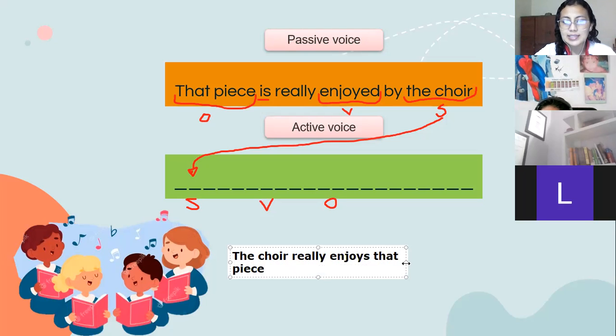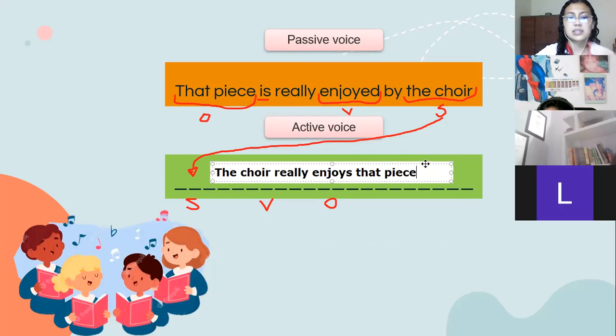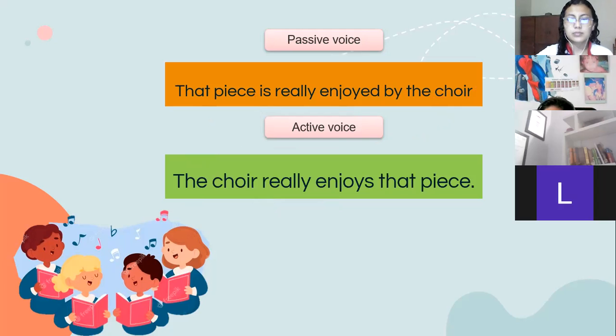Very good. Nice. So here we have our active sentence, okay? Our active sentence. That's it. It's too difficult. I know that it's a little bit complicated, but we have to practice this, okay? Let's continue. The choir really enjoys that piece. Let's try with another one.